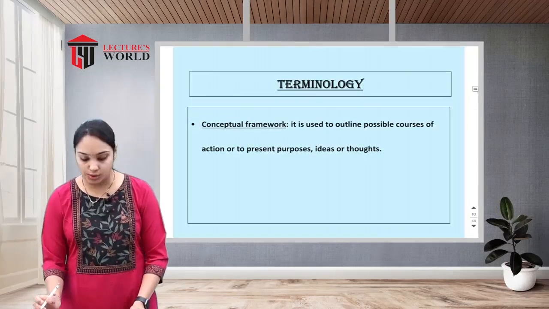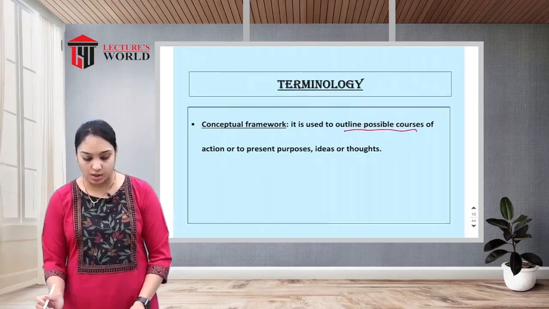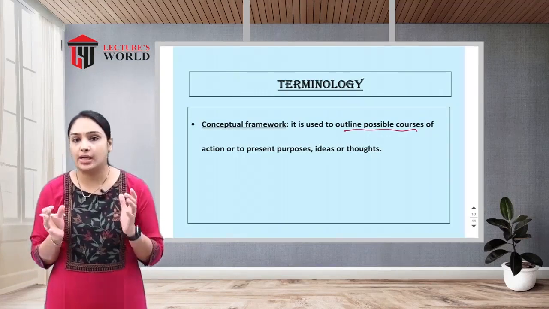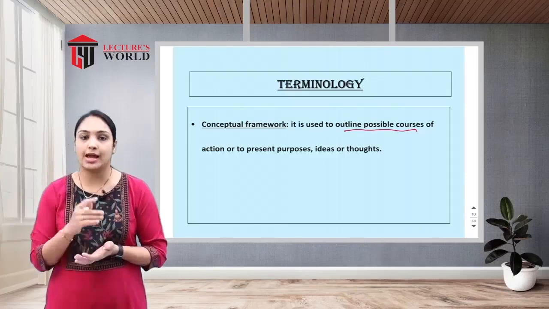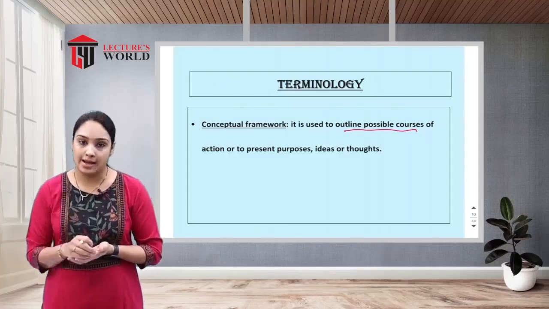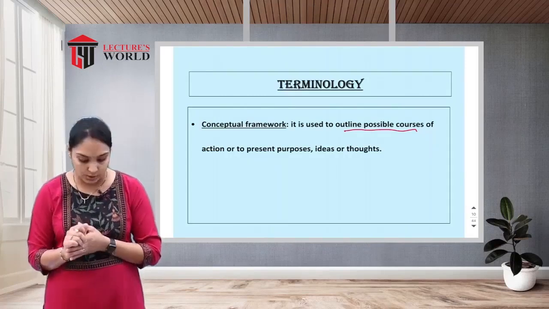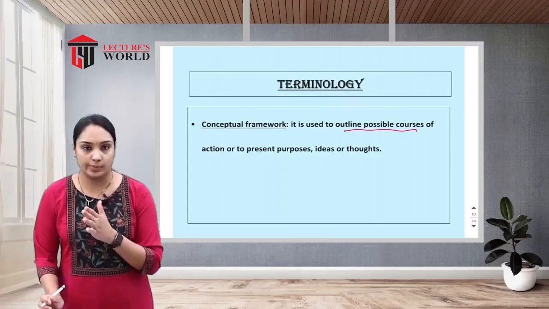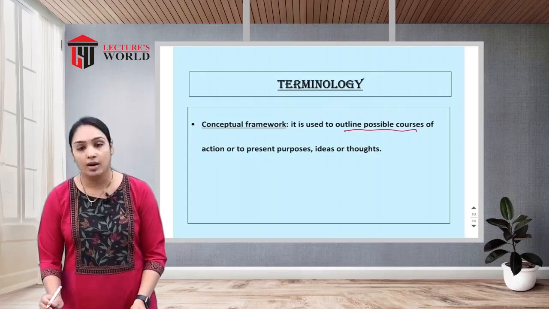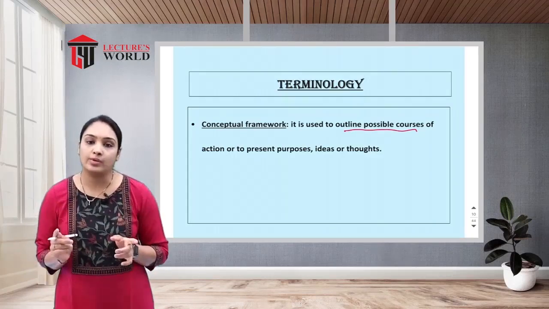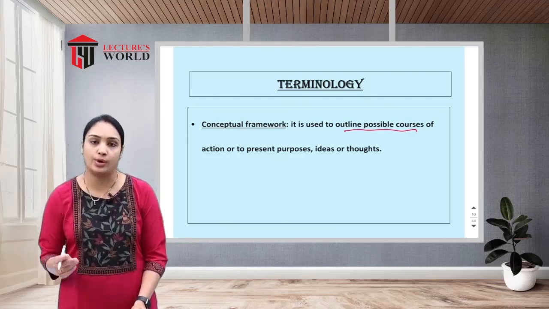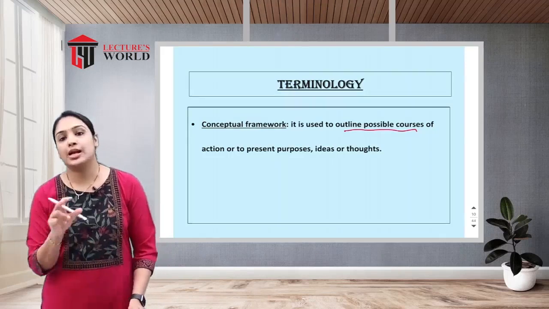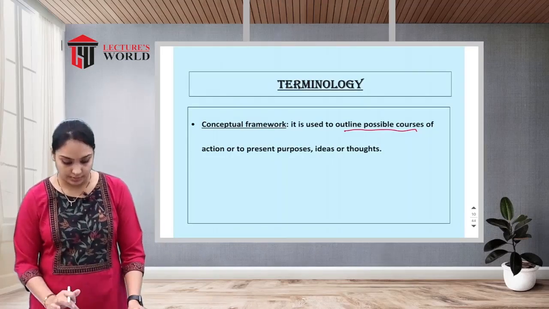Second definition: it is used to outline possible courses of action or to present purposes, ideas and thoughts. In one diagram we are going to put together all the concepts, thoughts, ideas and beliefs. Whatever action we are going to take during the course of study, that is known as the conceptual framework. Within that framework, in diagrammatic formation, we put the concepts and the course of action we are going to take.